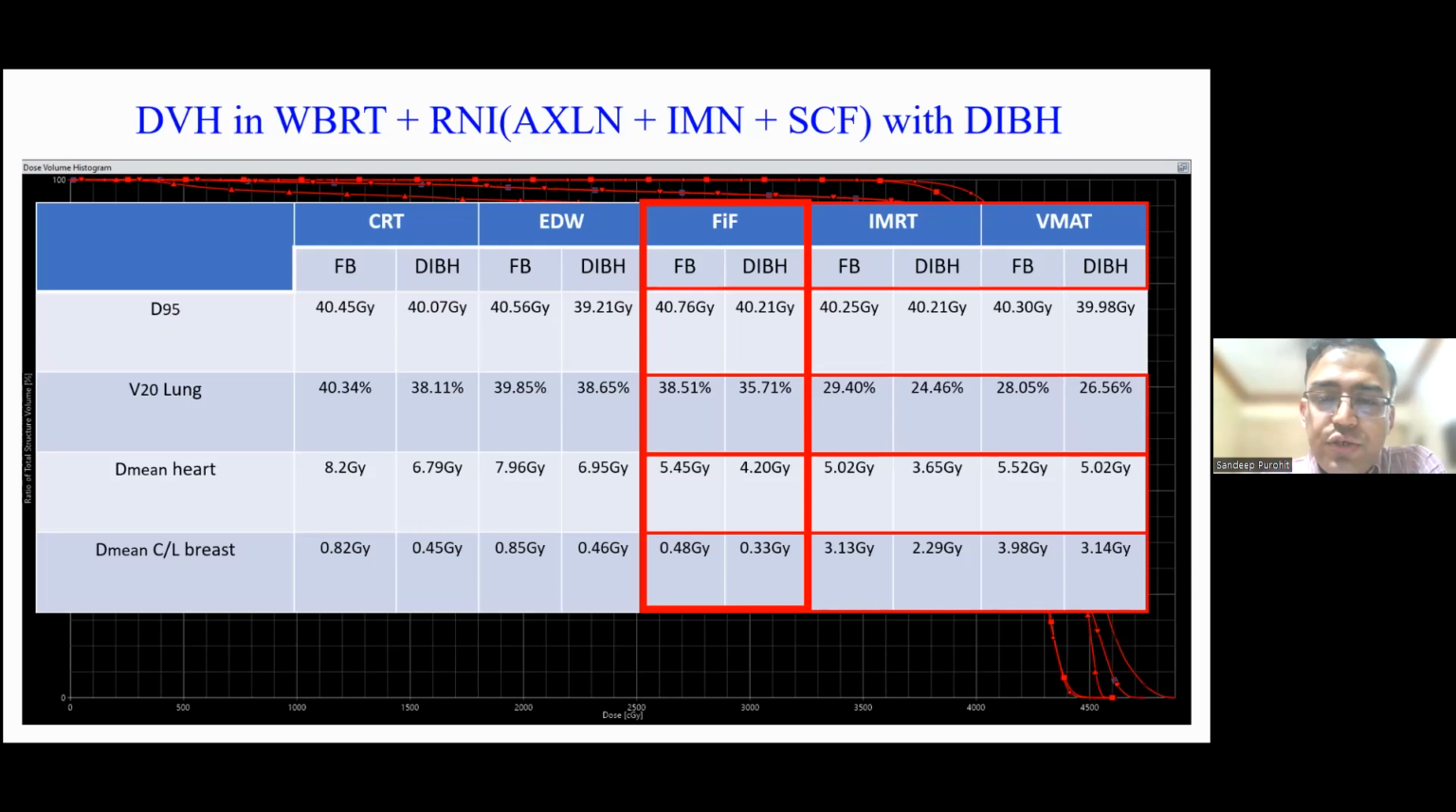So in our institute, we follow field in field with DIBH for all the left breast cancer patients. For right-sided, we have an option of field in field or IMRT, and in some patients we do VMAT also. But our main technique for treating a patient of carcinoma left breast is field in field with DIBH.